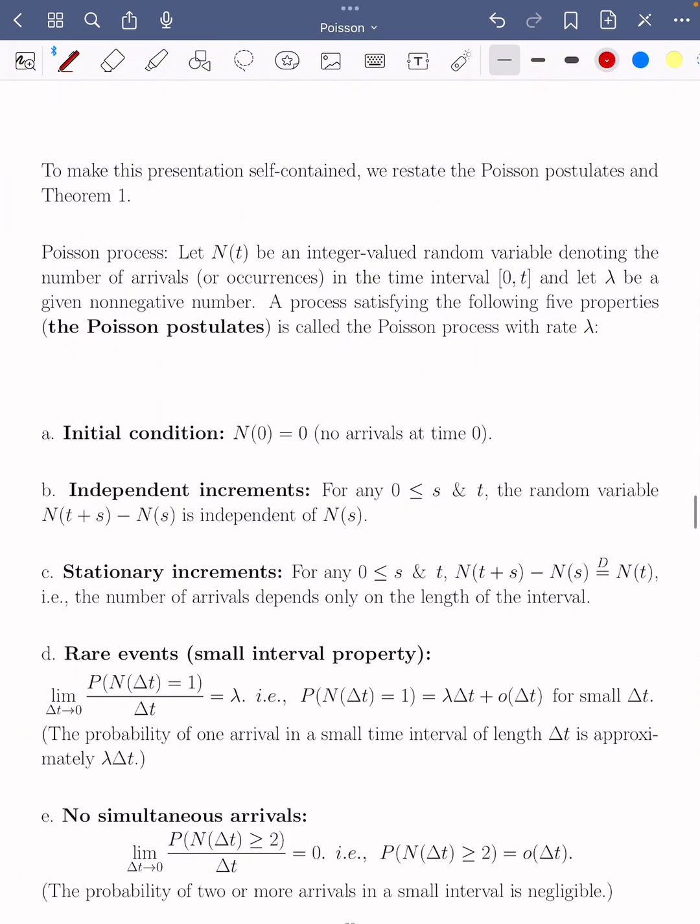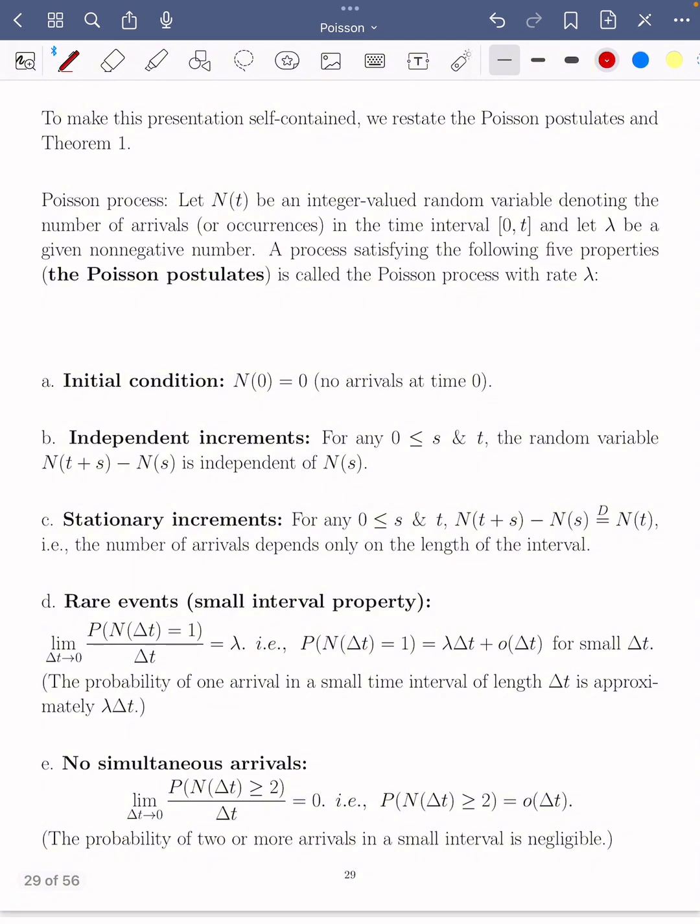So again, to make this presentation self-contained, we restate the Poisson postulates and also Theorem 1. So if you already watched video 2 or 3, you can skip this page and move to the next page for the proof directly.